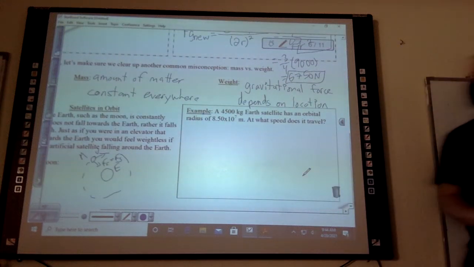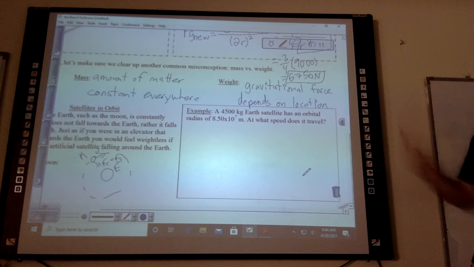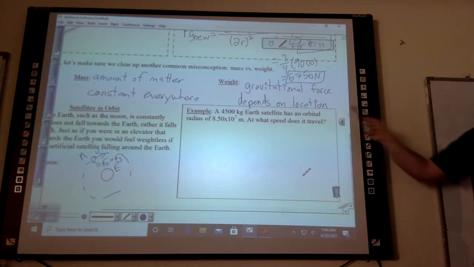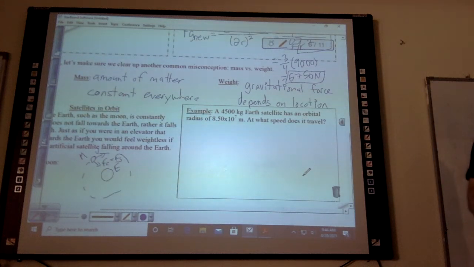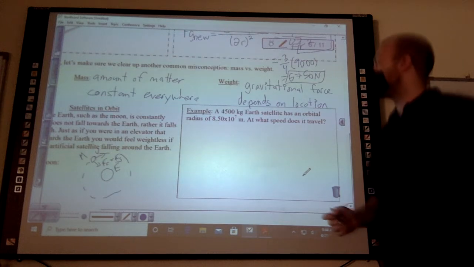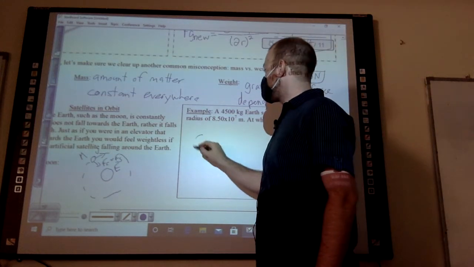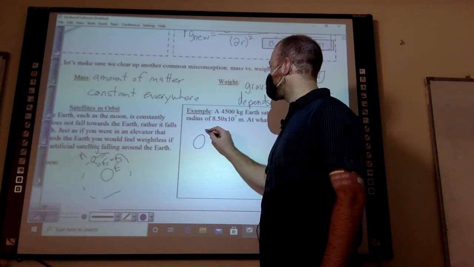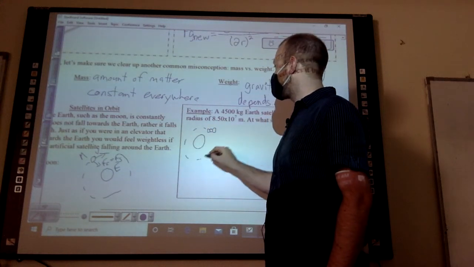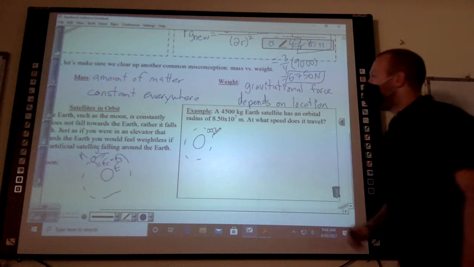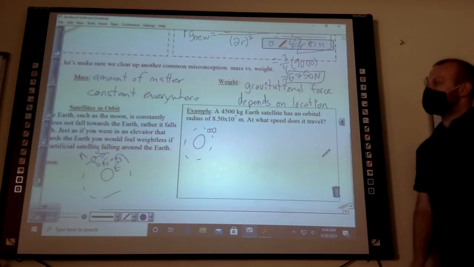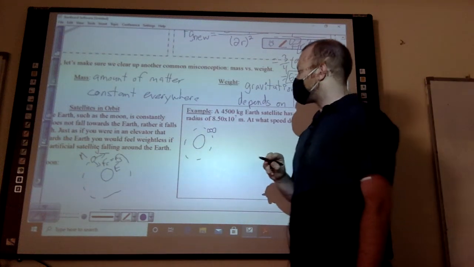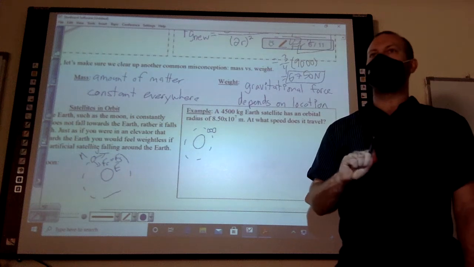We've got an Earth satellite in a specific orbit. In order for it to maintain that orbit, we want to look at what that speed needs to be. So here's the Earth. Here's our little satellite. It wants to travel around the Earth like this. We want to know what speed it's at. So if I looked at the forces acting on this object, what forces do I have?